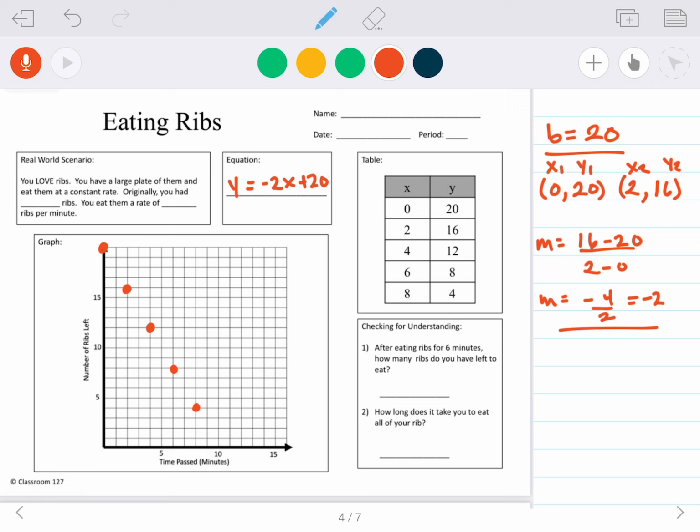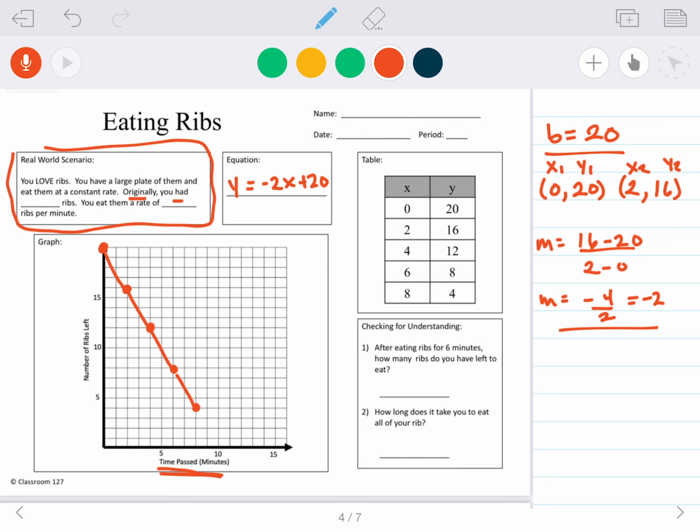All right, so there is our linear function. We can see that as time goes on, as the minutes pass, the number of ribs decreases, which makes sense. You're eating them, right? So looking at this real-world scenario, it says you have a large plate and you eat them at a constant rate. How many ribs did we have originally?